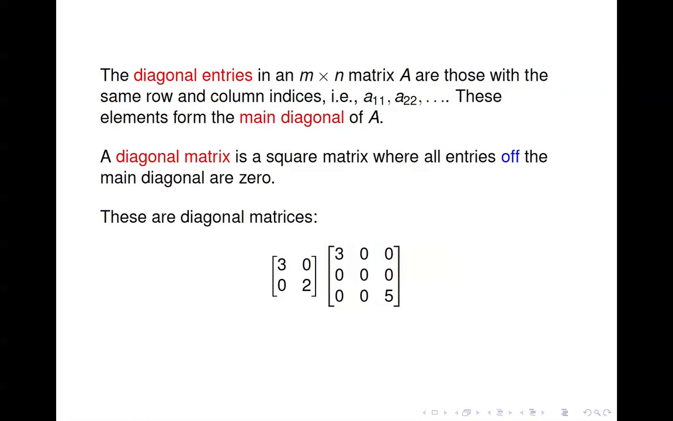So here are a couple of diagonal matrices. Notice that the key is off the diagonal, you have all zeros. So the main diagonal is just 1, 1, 2, 2, and so forth, 3, 3 in this case. So off the main diagonal, you have all zeros. It's okay to have a 0 on the diagonal. We really don't care what's on the diagonal. We just want zeros off the diagonal.